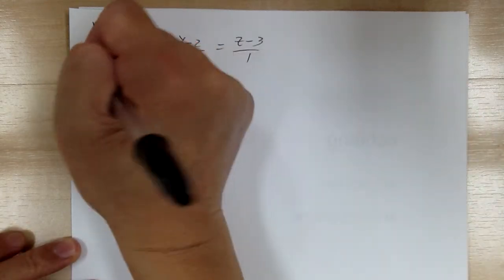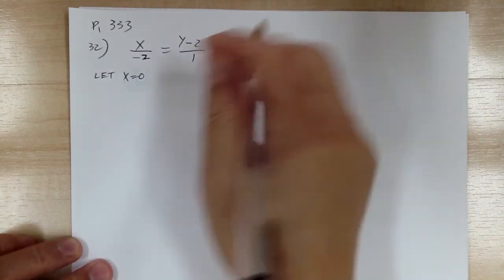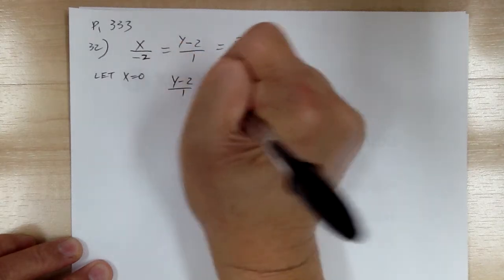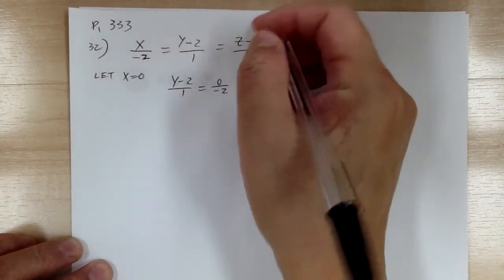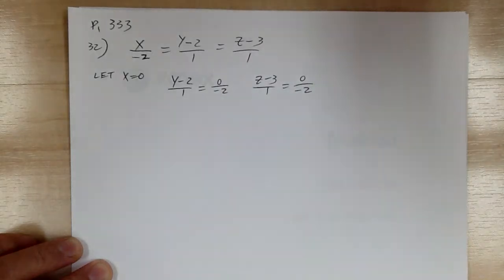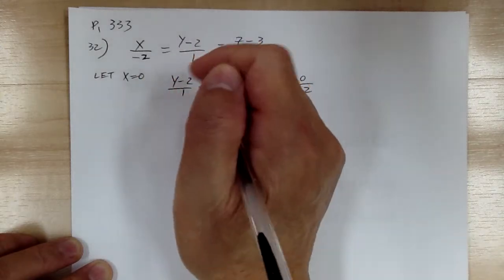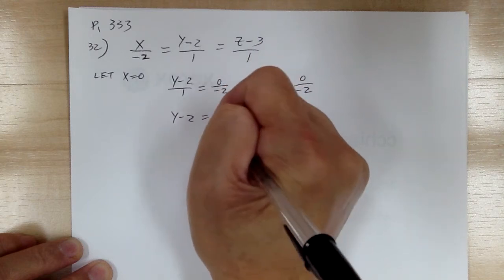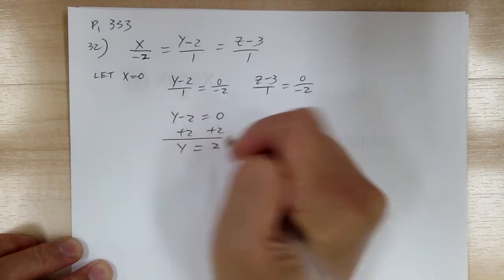Okay, so first, let x equal 0. So when x equals 0, you just get the equation. So you've got y minus 2 over 1 equal to 0 over negative 2. Again, x equals 0, right? So just this equal to that, this equal to that. So you've got z minus 3 over 1 equal to 0 over negative 2. So cross multiplying, you get y minus 2 equal to 1 times 0 over negative 2, which is just 0. Then plus 2, so y equals 2.